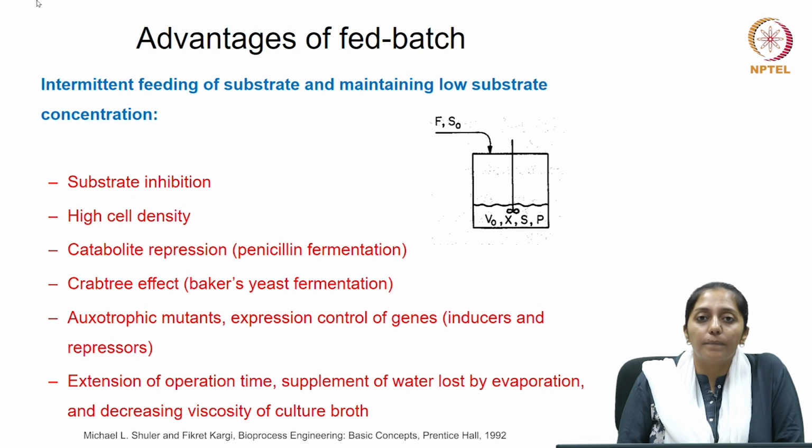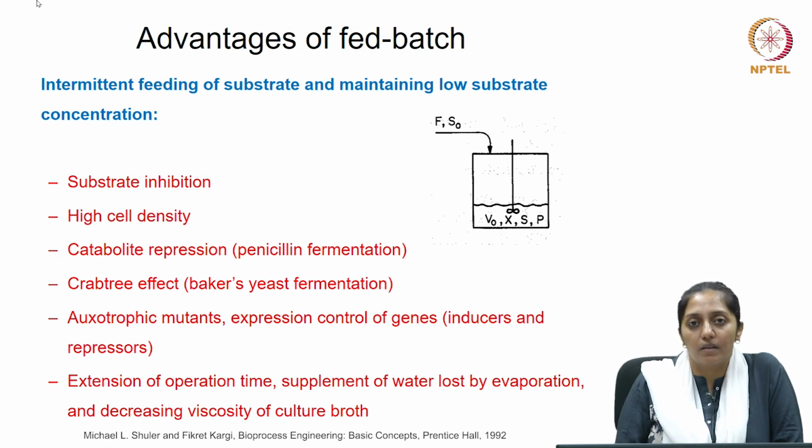Then high cell density. The limitation of a batch process is that it cannot go beyond that cell mass concentration once the substrate has completely depleted, which means it has entered the stationary phase, because now there is no more substrate to be consumed and the biomass to increase. But a fed batch process does not allow the cells to reach the stationary phase and thereby keeps increasing the final biomass concentration and the cell density.